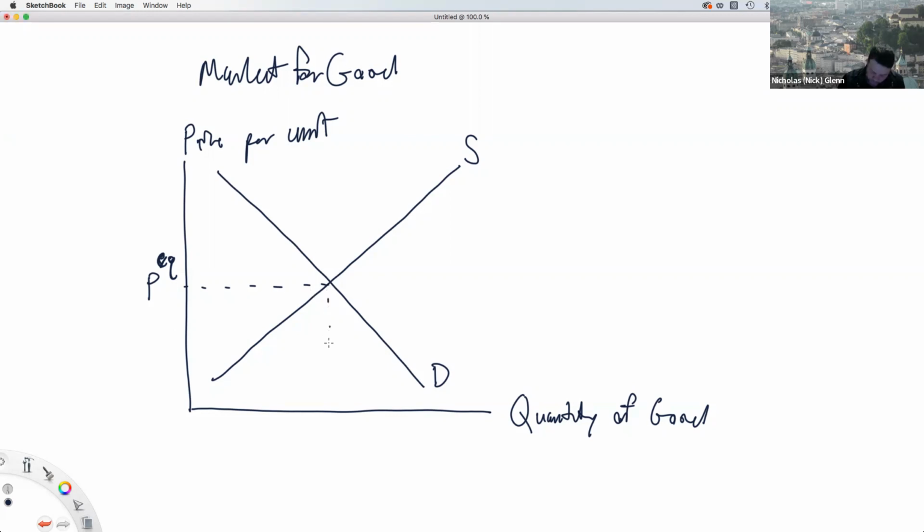Of course, this will be our equilibrium quantity. This is when the price gets to where quantity supplied and quantity demanded are equal to each other, and that forms the equilibrium quantity, which is what's actually sold on the market.